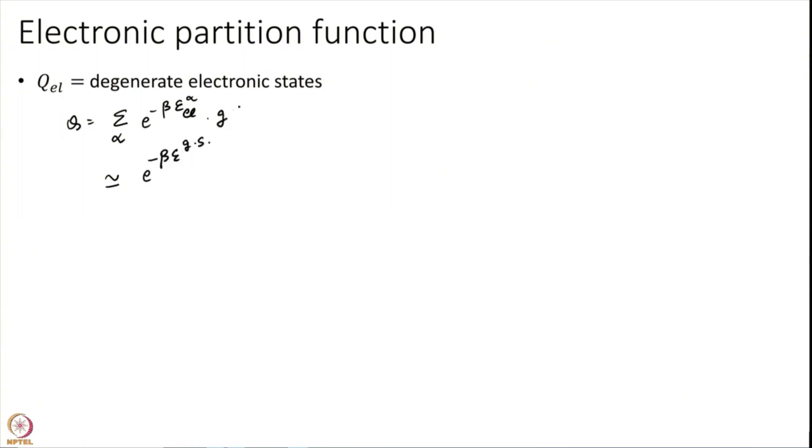I had forgotten the degeneracy, I am sorry, g of alpha into g of ground state. But by our convention, this is chosen to be 0. Remember once more, for a quantum partition function, we always chose the electronic ground state energy to be 0, or E ground state itself to be 0. So, we get this is equal to simply g of ground state, where g is the number of states with equal energy for the ground state.